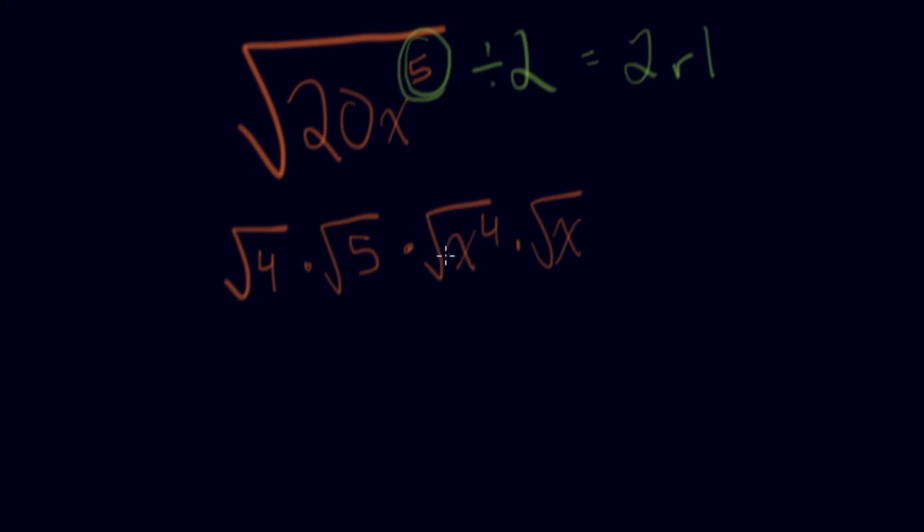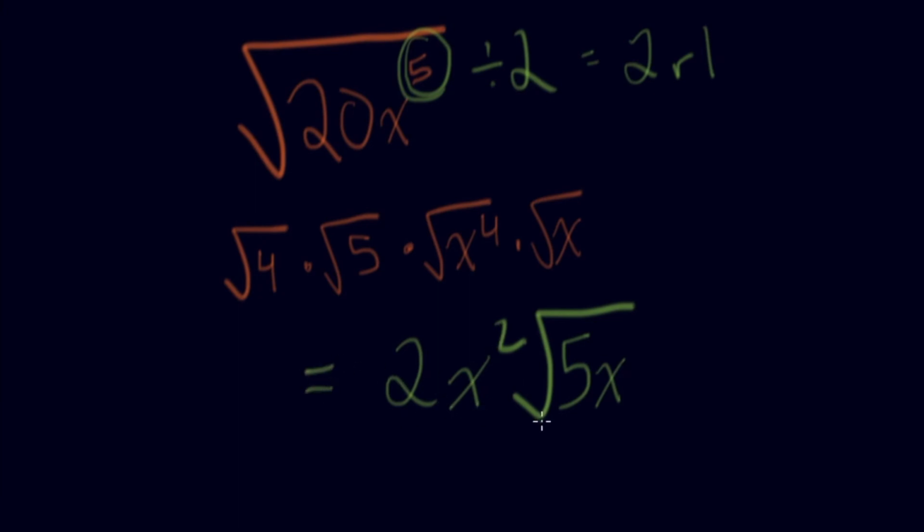So taking this, the square root of x to the 4th, you just divide it by 2. So what is that? It's just x squared. And can you divide this 1 by 2? Not really. So you're just going to be left with that x staying there. What's the square root of 4? That's 2. And can you take the square root of 5? Nope. So your final answer is 2x squared root 5x. Oof, that's a good one. Let's take a look at another one.